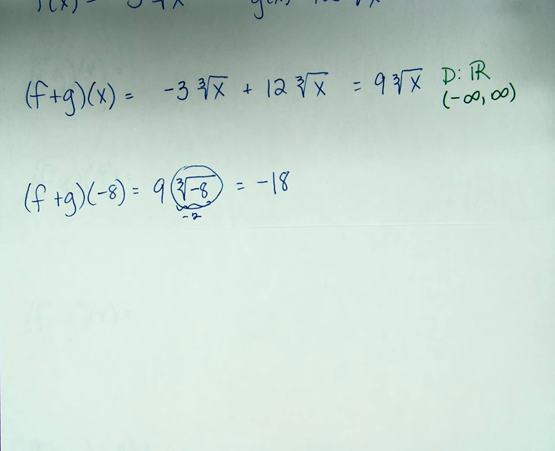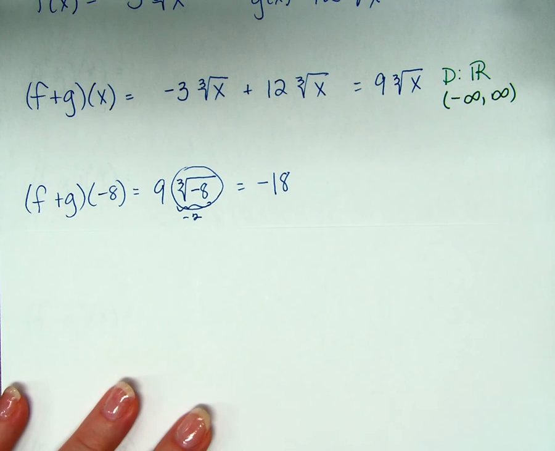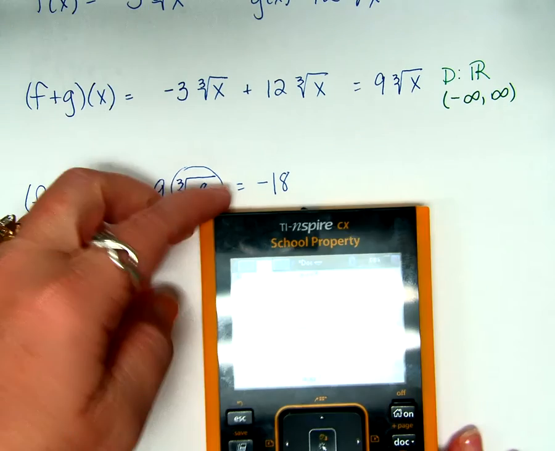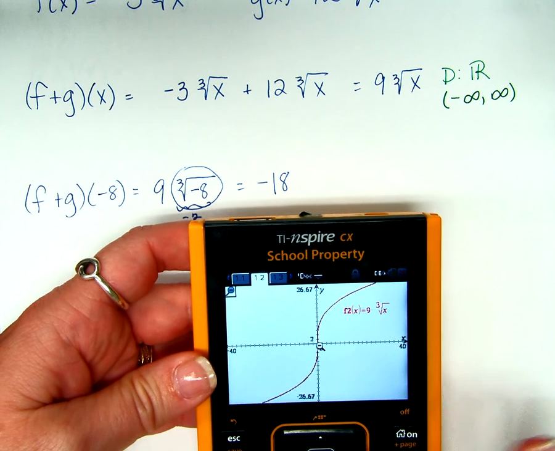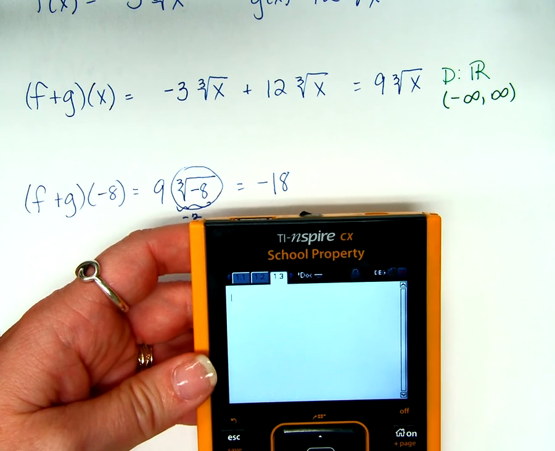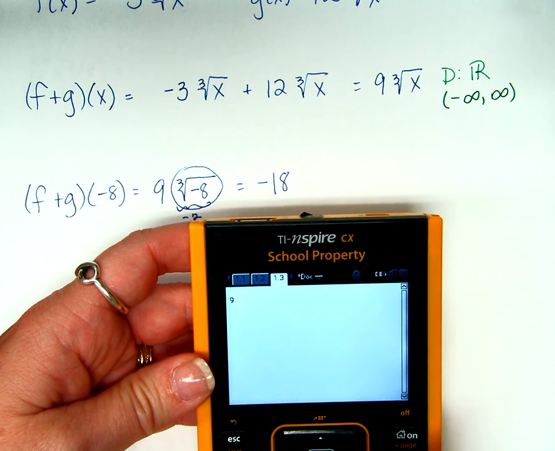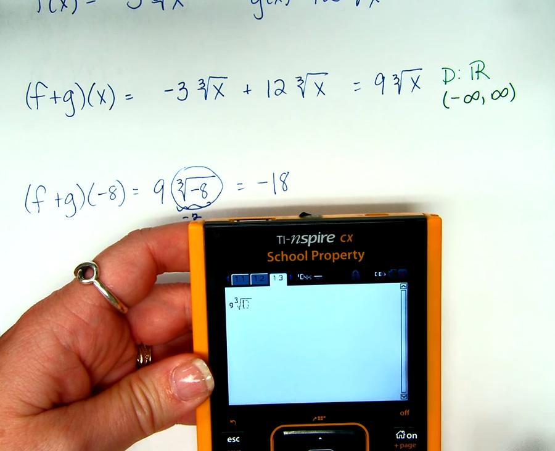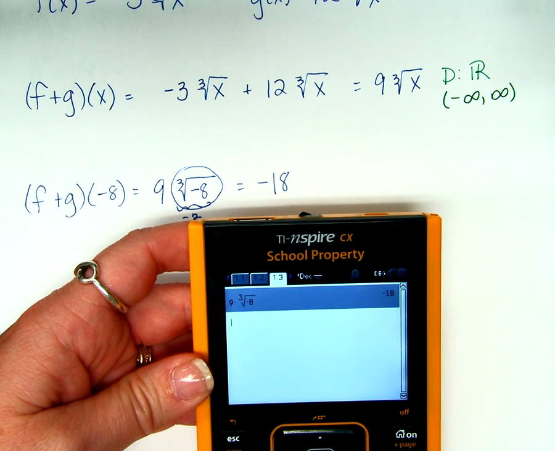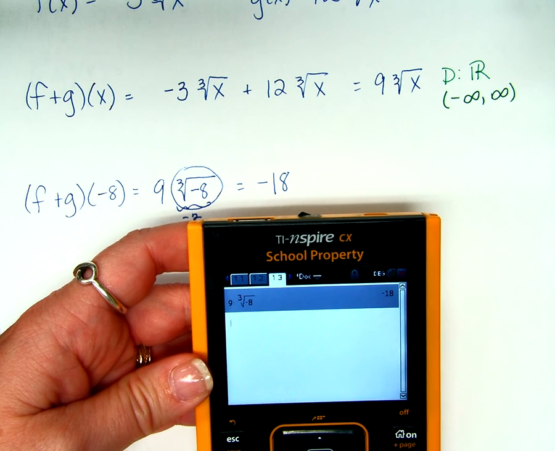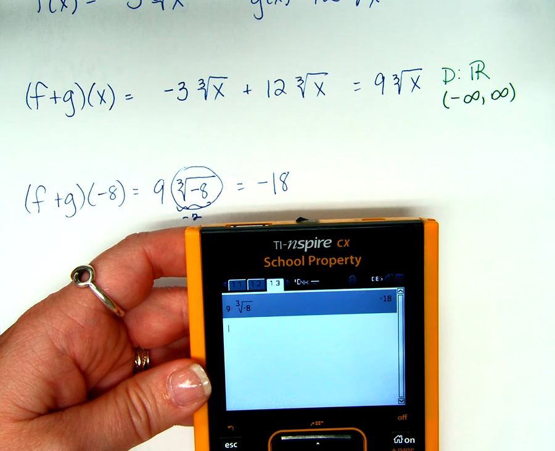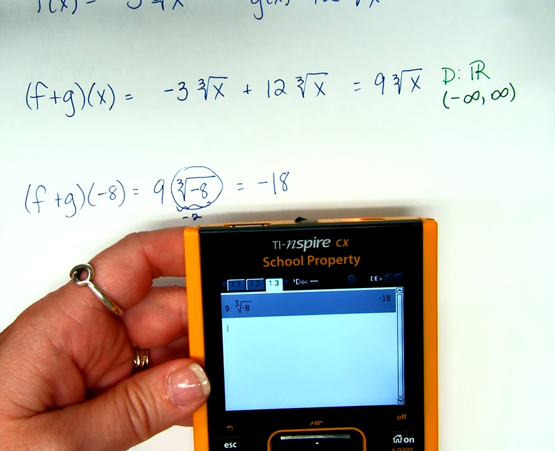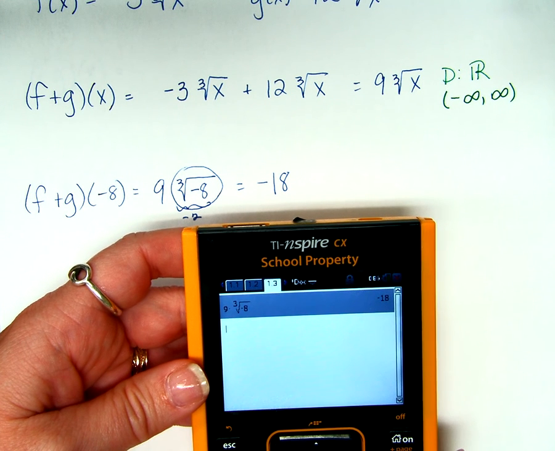Okay? Yeah, I just substitute the negative 8 in for x and see if I can figure it out from there. Now, here's the good news. Calculator will help us if we struggle with this a little bit. I can say 9 cube root of negative 8. Oh, look, it's negative 18. Oh, look, that's what we got right there. They are the same. Yes, you are correct. Okay? Any questions?